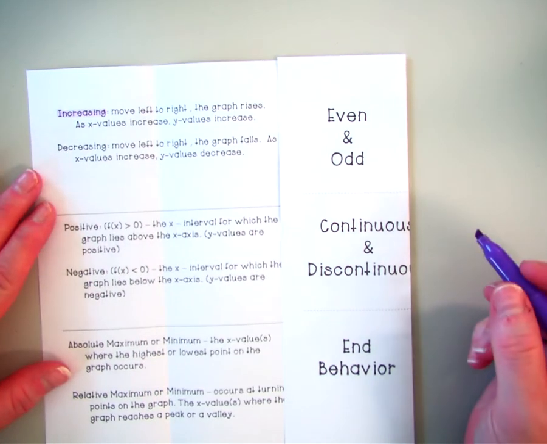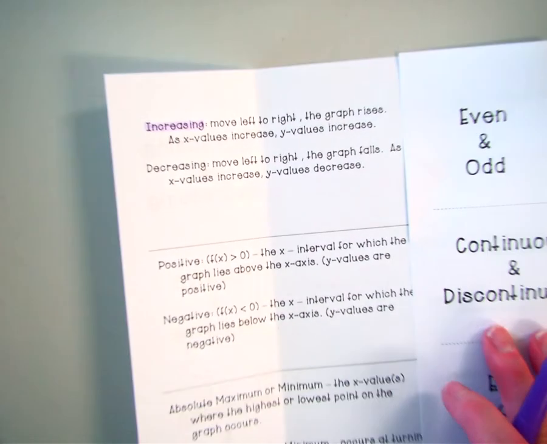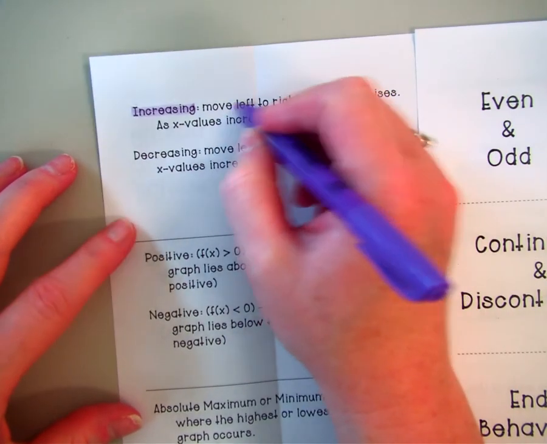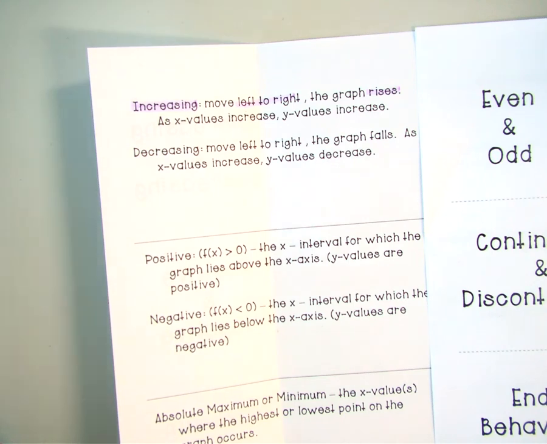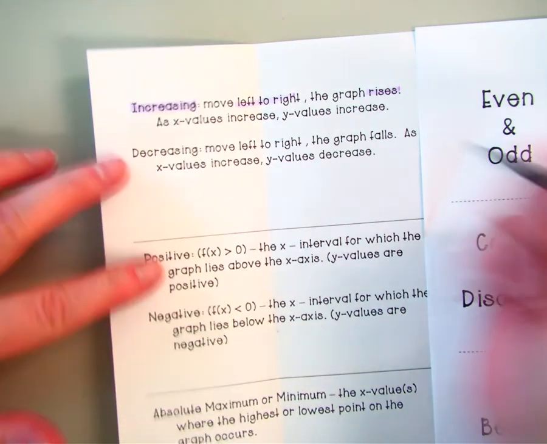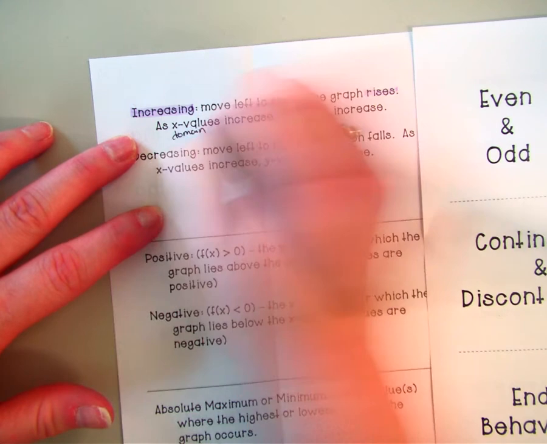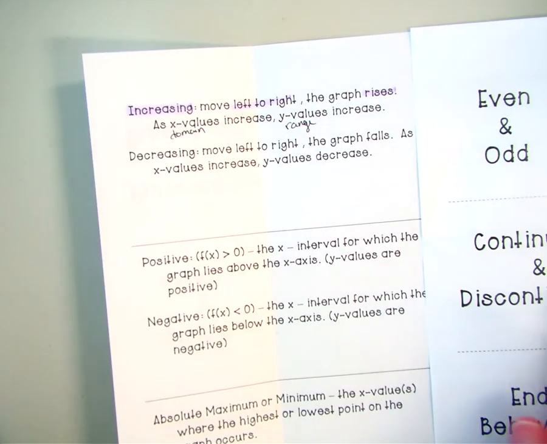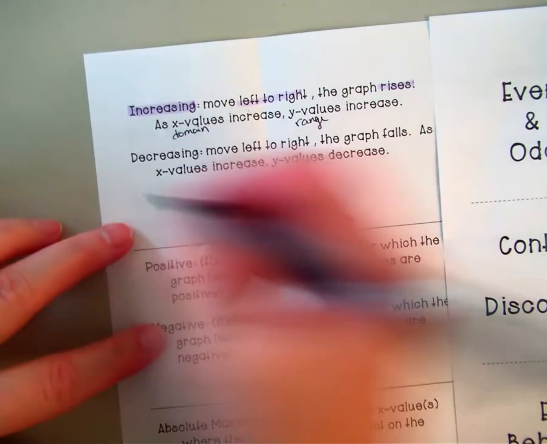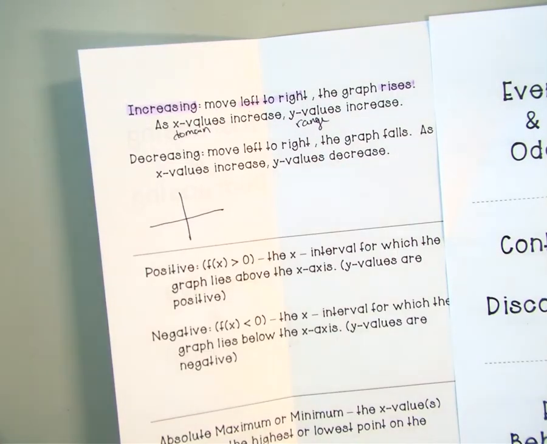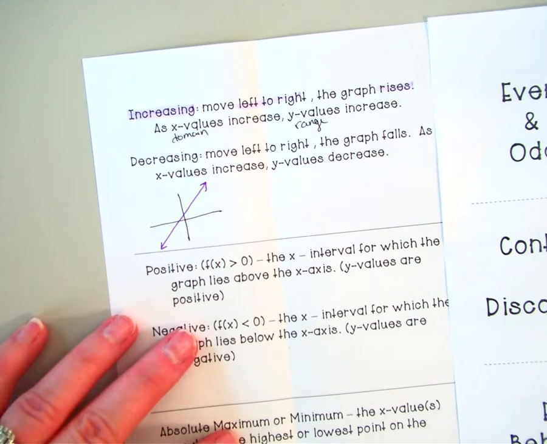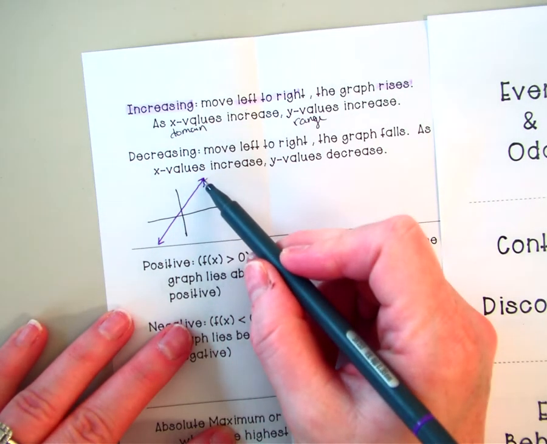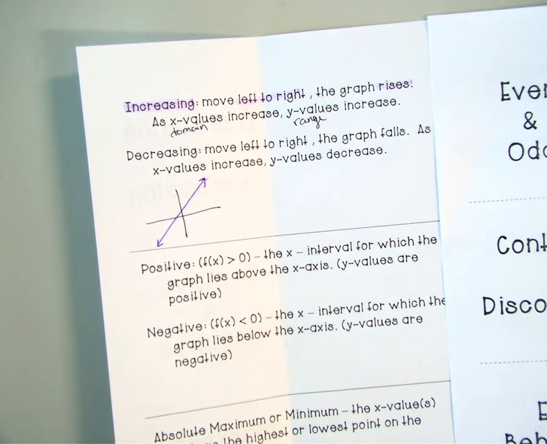Our increasing graph means that as you move through the graph from the left to the right, the graph rises. So always going left to right, just as if you were reading a book, your graph is rising. The other way of phrasing it is as X values increase, your Y values also increase. So as our domain increases, our range is also increasing, throwing our other vocabulary words in there. An example of an increasing graph is a line with a positive slope. That is increasing for the entire graph, because as I start on the left side and move my way over to the right, my graph is increasing.